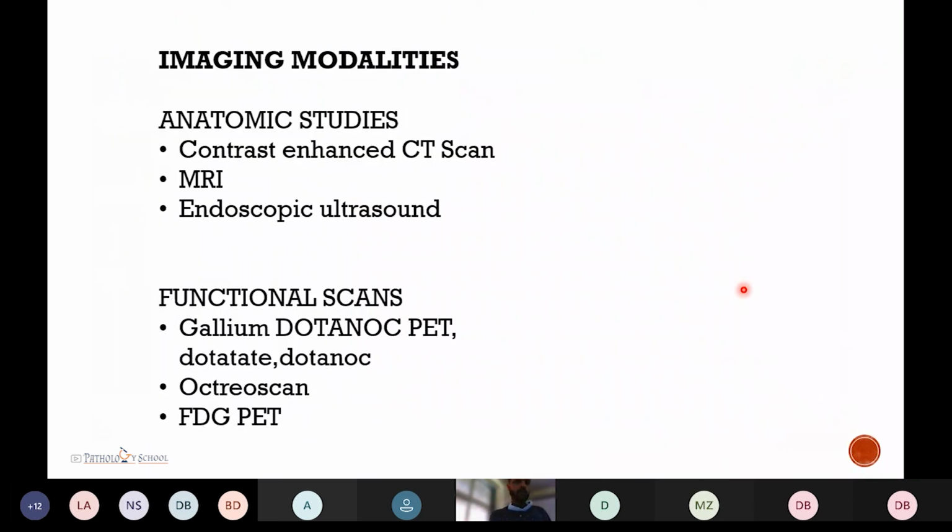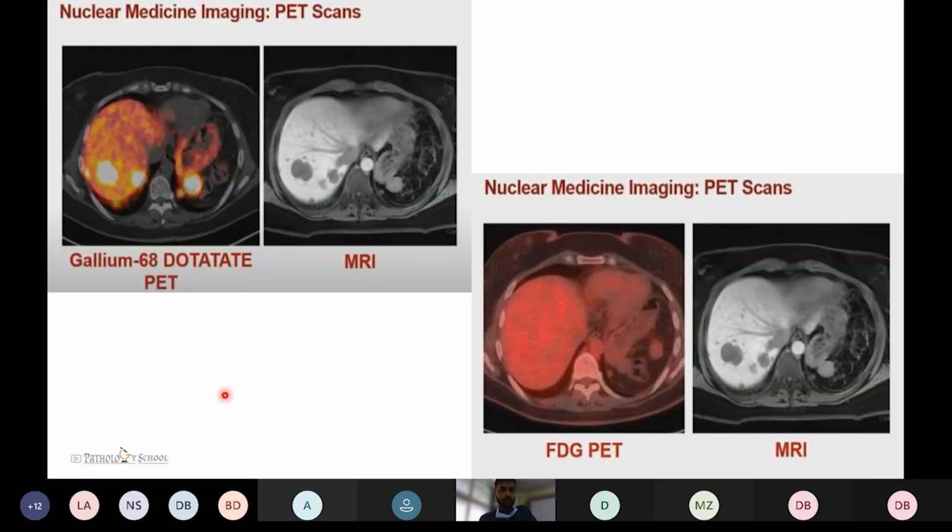Coming to the imaging, we can use CT scan, MRI, and endoscopic ultrasound. The functional scans are more important, including gallium DOTA-NOC PET, DOTA-TATE, and DOTA-NOC. The Octreo scan is rarely performed nowadays. Mainly functional scans are performed to detect the tumors. FDG PET can also be performed. So here is the detection of the tumor by all these scans.